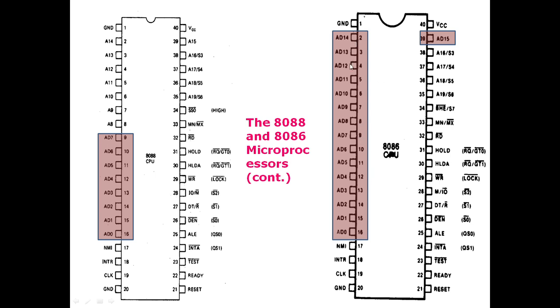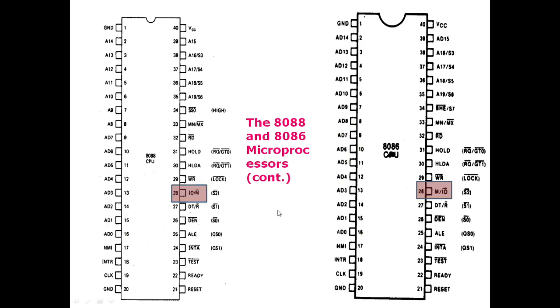So these 16 pins are used for two purposes. They can be used for sending the address of data, and they can also be used for sending or receiving 16-bit data. So 16 pins are multiplexed for data and address, while here only 8 pins are multiplexed for data and address.